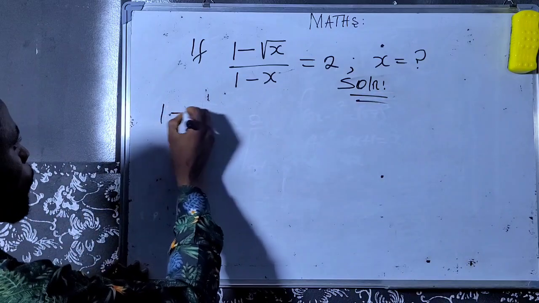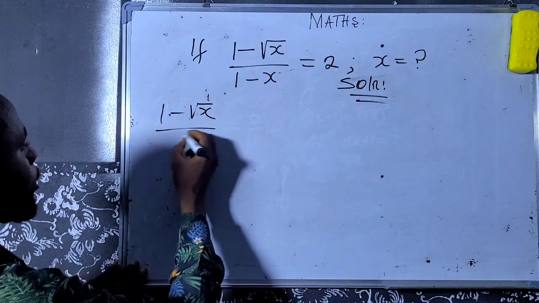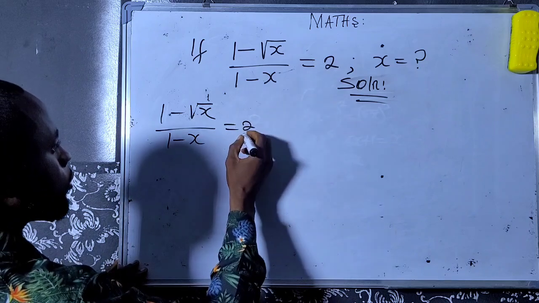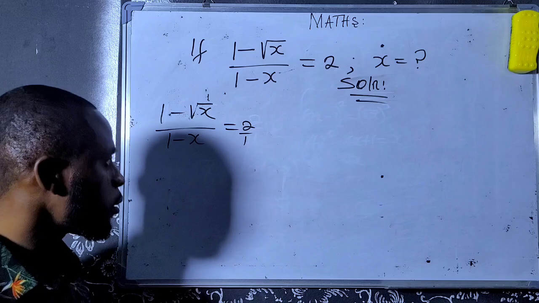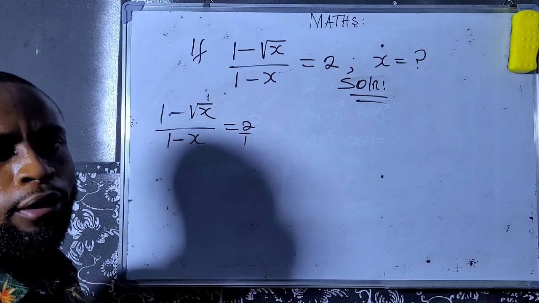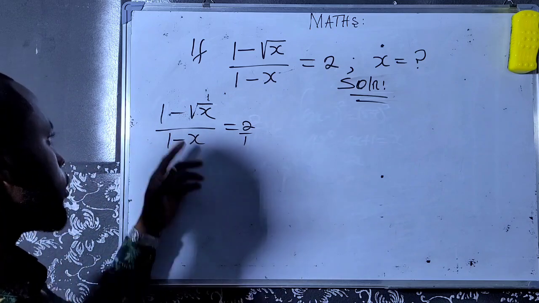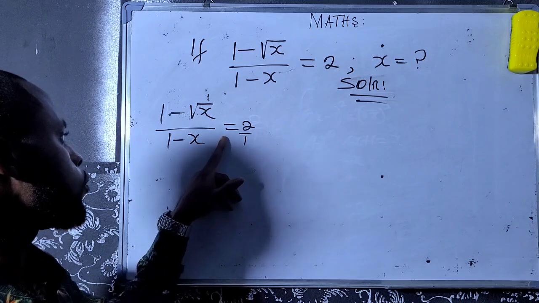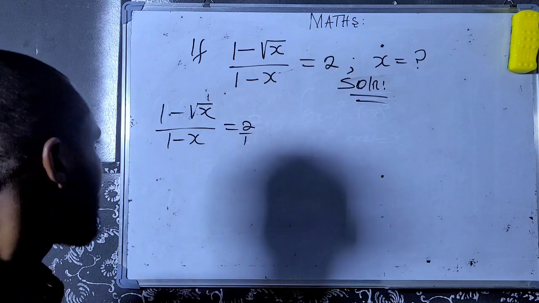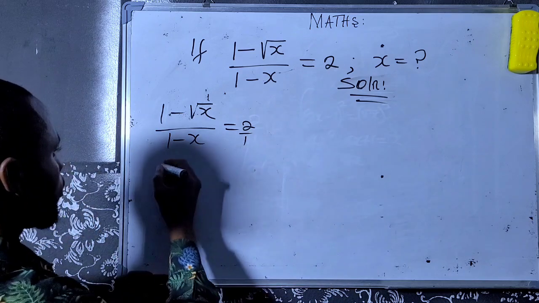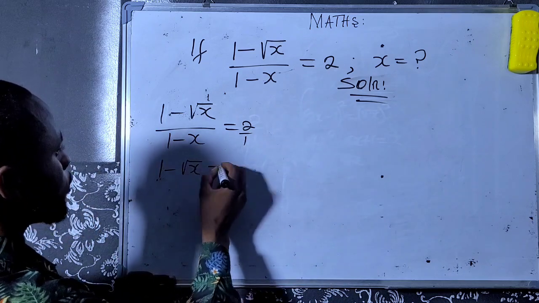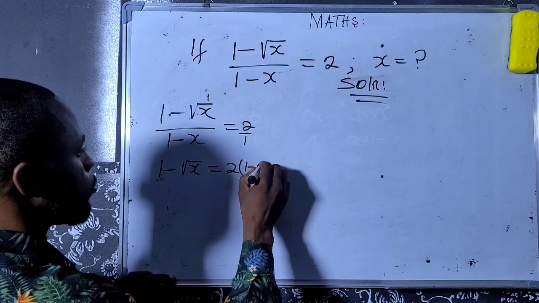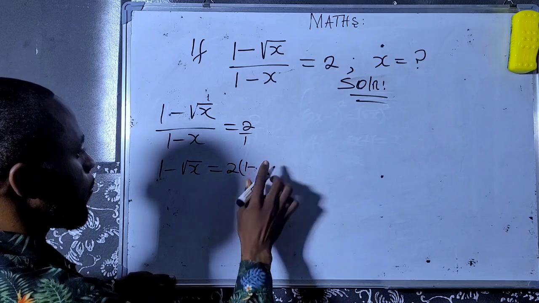We have (1 minus root x) divided by (1 minus x) equals 2. Note that this is over 1. The first step we are going to apply here is cross multiplication. What is 1 minus root x will be multiplied by 1, and 1 minus x will be multiplied by 2. In that case, the equation becomes 1 minus root x equals 2 into (1 minus x).